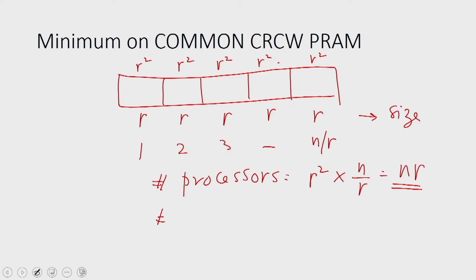And the number of elements in all the segments put together is r into n by r, which is n. So, as you can see, the processor advantages are initially, and the problem has been divided in this fashion. Now, each of the segments can be solved in order 1 time because the segment has a size of r and there are r squared processors allocated to the segment.